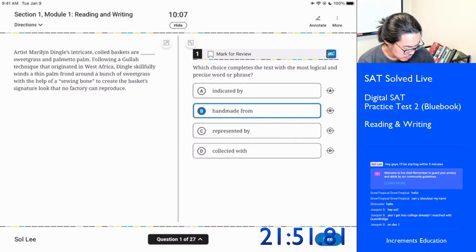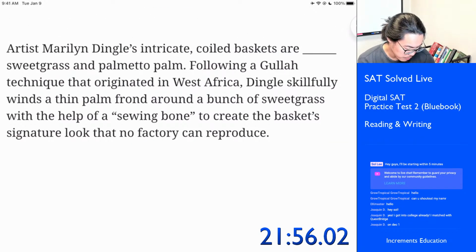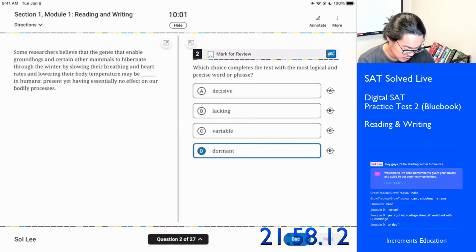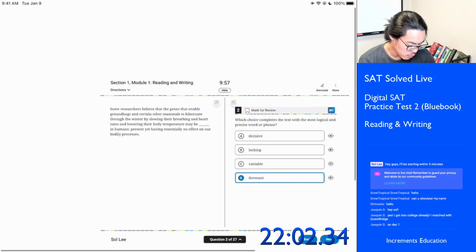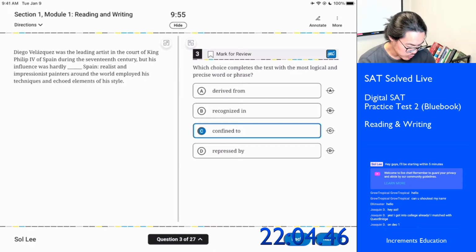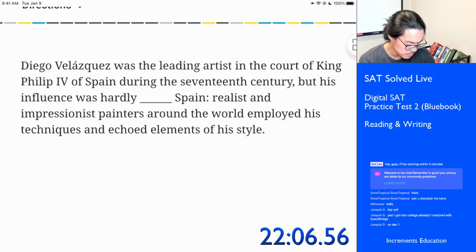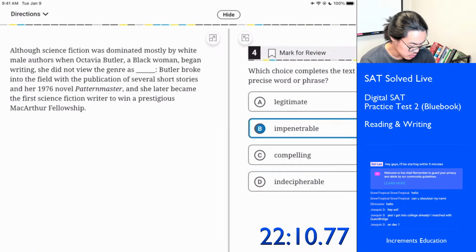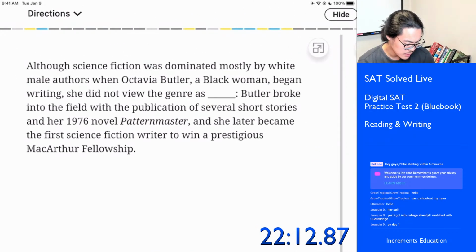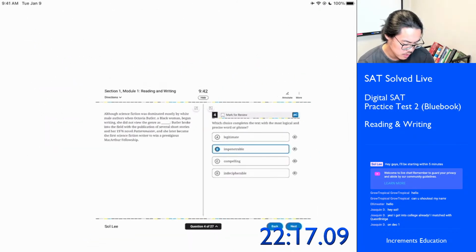They're handmade from the sweetgrass and palm, and then they have the palm and the sweetgrass, so that's easy. Dormant. Maybe dormant, present but no effect. Yeah, I'm confident in that. Confined to. Hardly confined to Spain. Around the world use this style. Correct. Impenetrable. She did not view it as impenetrable. She broke in and she became, yeah, a black woman, white male.